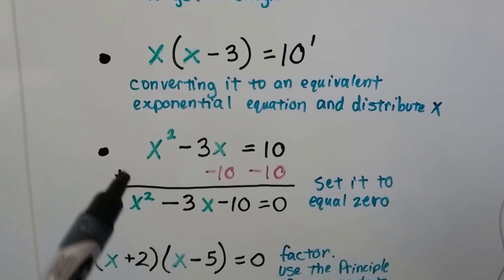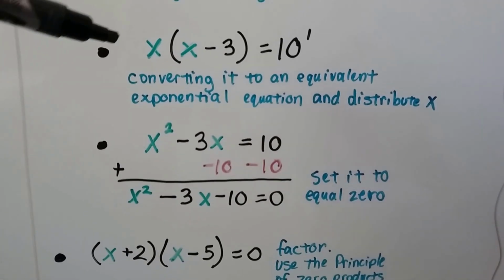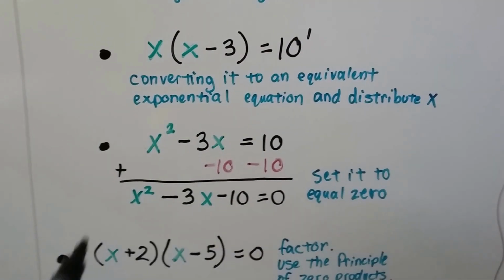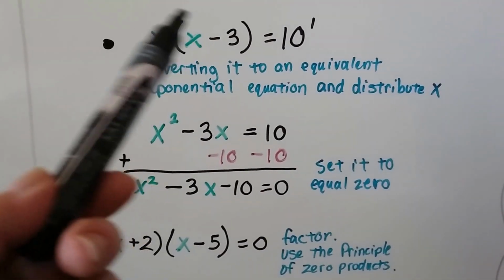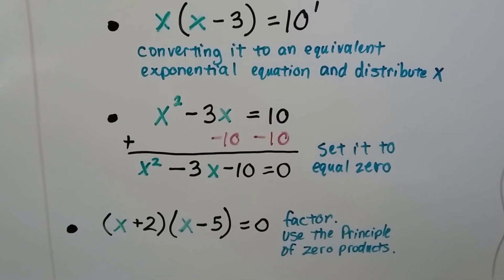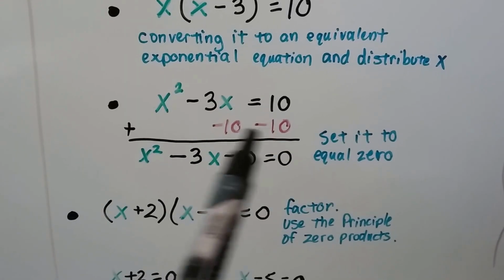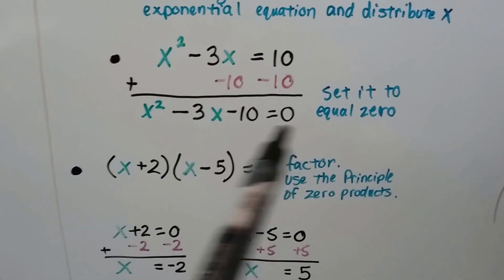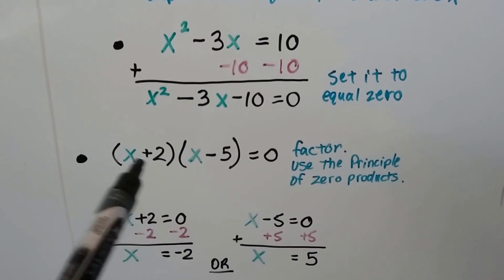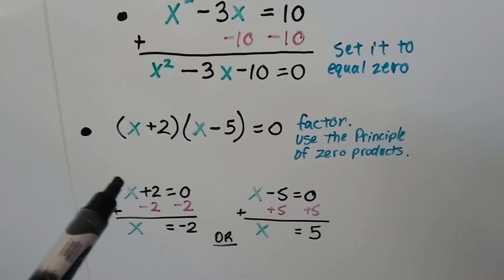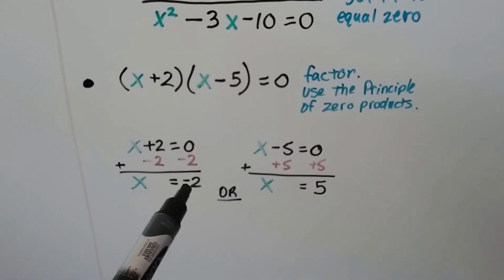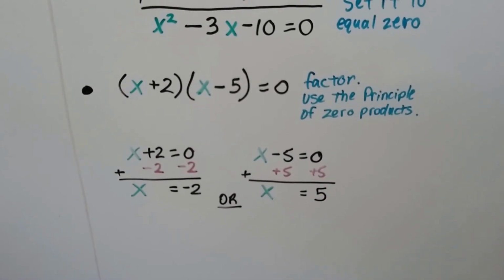We convert it to an equivalent exponential equation. So we have x times x minus 3 equals 10 to the first power. We distribute this x. We get x squared minus 3x equals 10. Now we have to set it equal to 0, so we add a -10 to each side of the equal sign. Now we get this nice polynomial that equals 0. We factor it and use the principle of zero products. We have x plus 2 equals 0 and x minus 5 equals 0. That means x is equal to -2 or x is equal to 5.